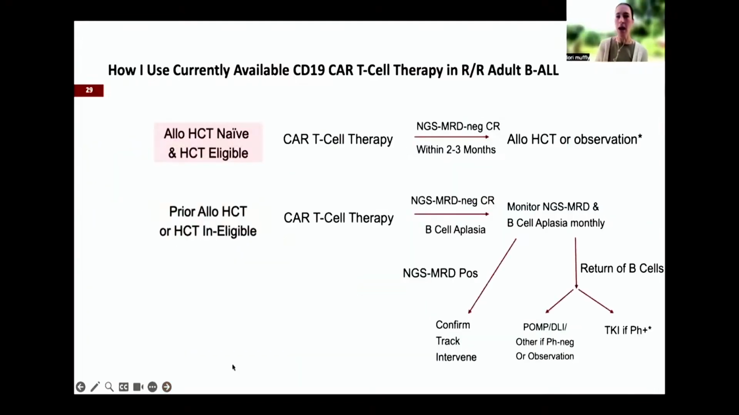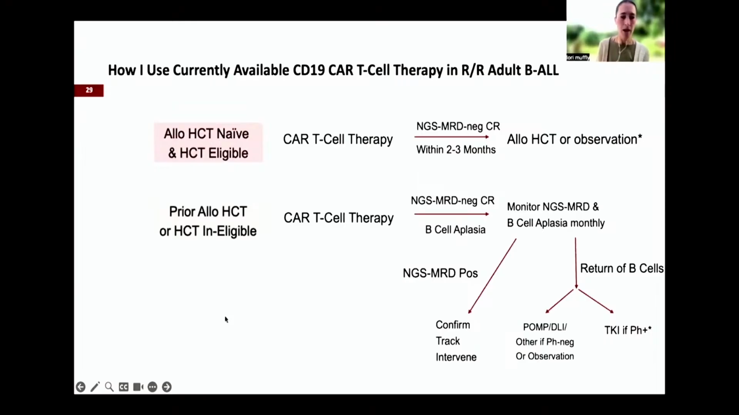So the last thing, how do I currently use CD19 CAR T cells that are commercially available in relapsed refractory adult ALL? So in adults who are transplant naive but are eligible for transplant, so if they haven't had a transplant and are getting a CAR, for patients who achieve NGS MRD CR, typically within 2 to 3 months, I am consolidating with transplant for most of these patients, although I think the obe-cel data is compelling that perhaps there will be a sizable population who can remain in deep remission without transplant.